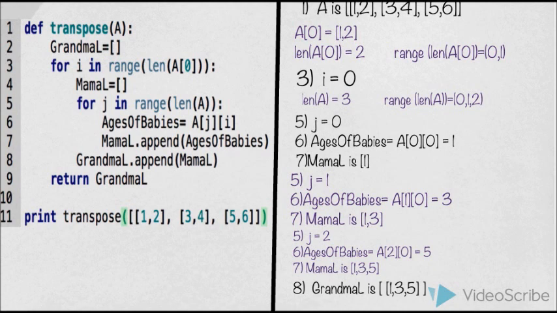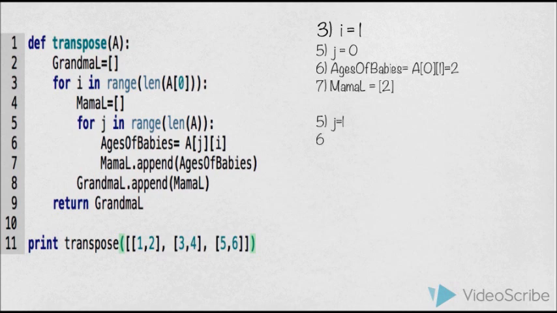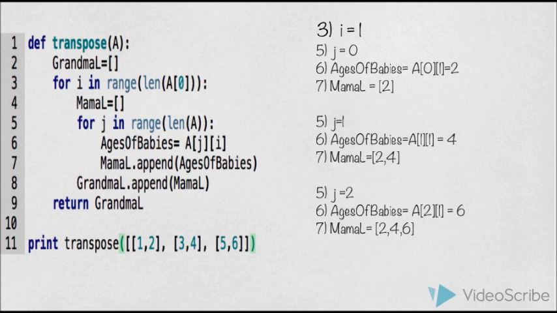Second mama in the family. We just do the same as we did with the first mama. So we start the second loop of i. We just do the same as we did with the first mama, finding the number of babies that this mama has and the ages of her babies too. So the final ages of her babies are 2, 4, and 6, and we add them to mama's list.